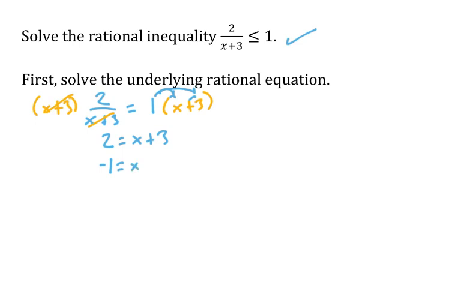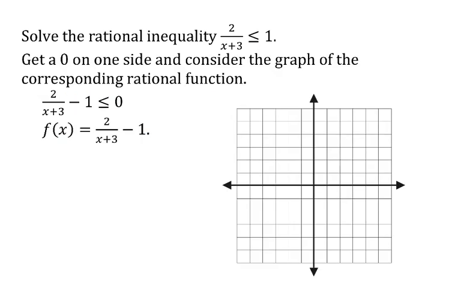Okay, that's wonderful, but that's solving an equation when I had asked for an inequality. So how is that going to help? We'll show that this is a small piece of solving the inequality. So let's look at this. This is again the inequality that we wanted to solve. We're going to get a 0 on one side of that inequality, like this, and then consider the graph of the corresponding rational function. Look at the left side of that inequality and call that expression f of x.